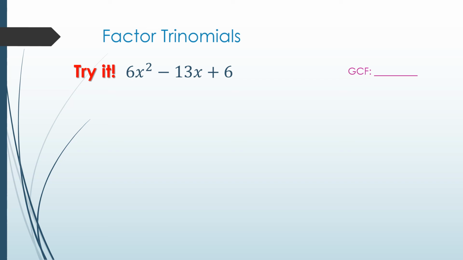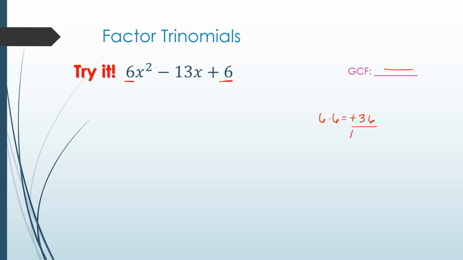Okay. Hopefully you've already tried it, so let's see. First off, we always look for a GCF, and it turns out there's no number other than 1 that can evenly divide our three terms. So we say we have no GCF. So we're going to apply the AC method. Again, here's your A, there's your C. 6 times 6 equals a positive 36.